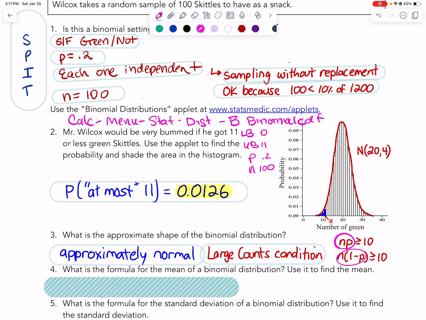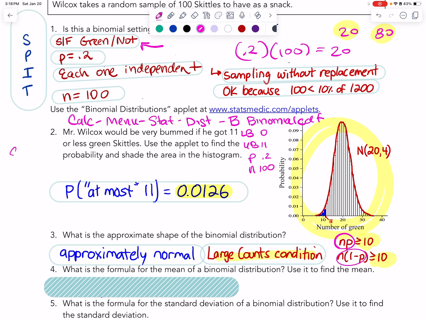So what that means is I have two things. Back to success, failure. How many successes do I plan to have? Well, I plan on having 0.2 times 100, which is 20 successes, because 20% of my 100 are planning on being green. That means if I have 20 successes, I'm going to have 80 failures, because 20 plus 80 is 100. If 20 and 80 are both bigger than 10, then that meets my large counts condition and the shape will be approximately normal.